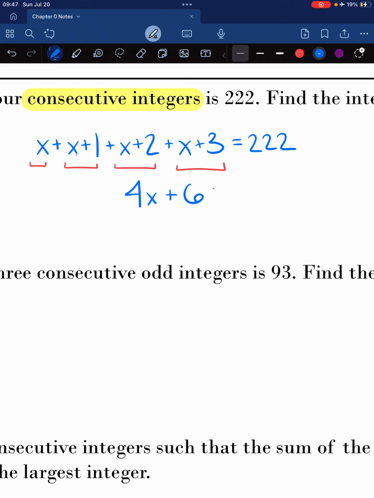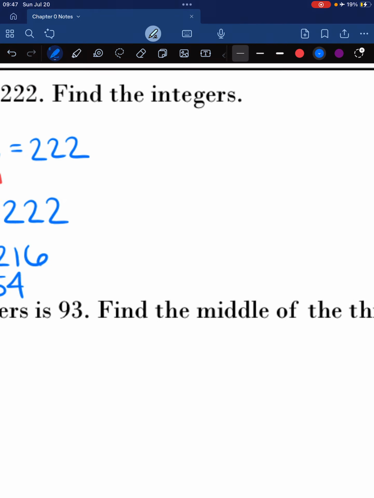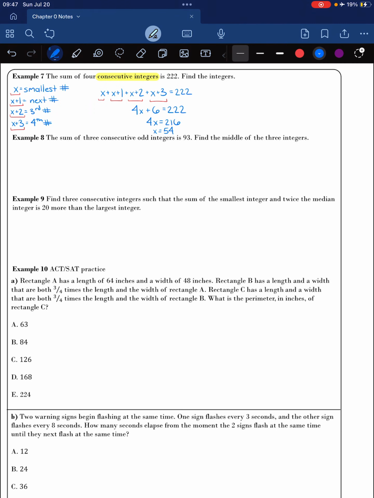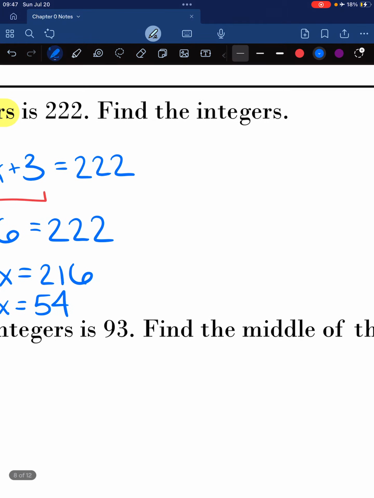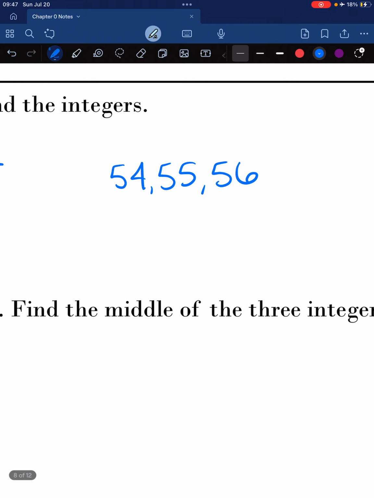1, 2, 3, 4 x's. 4x plus 6 equals 222. 4x equals 216. x equals 54. And let's read the question: find the integers. So I need to find all of them. If x was the smallest number, then since they're consecutive integers, my numbers are 54, 55, 56, and 57.